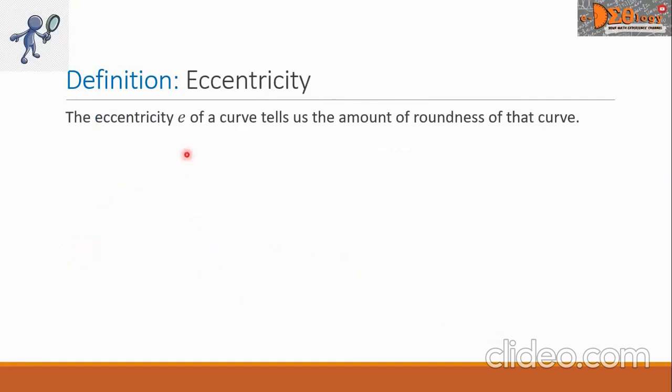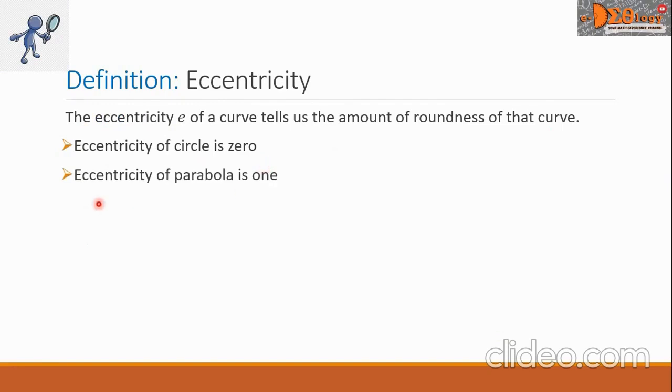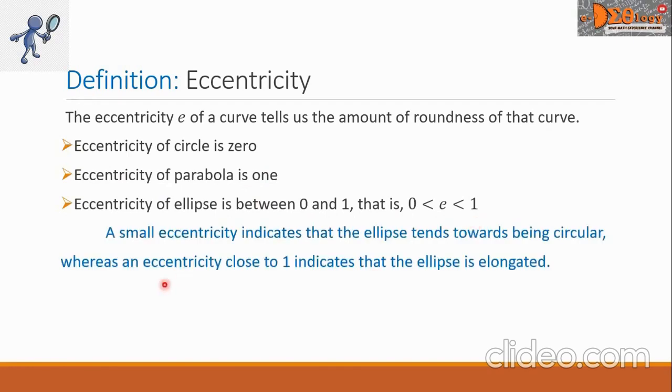Now let us define eccentricity. The eccentricity, denoted by e, of a curve tells us the amount of roundness of that curve. Take note that the eccentricity of a circle is 0. The eccentricity of a parabola is 1. The eccentricity of an ellipse is between 0 and 1. And normally, you will see this symbol in the books: e is between 0 and 1. Take note that a small eccentricity indicates that the ellipse tends towards being circular, whereas an eccentricity close to 1 indicates that the ellipse is elongated.